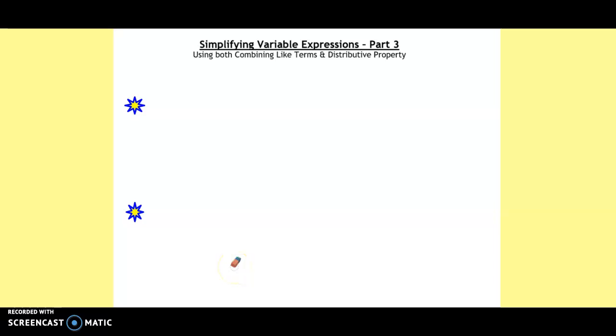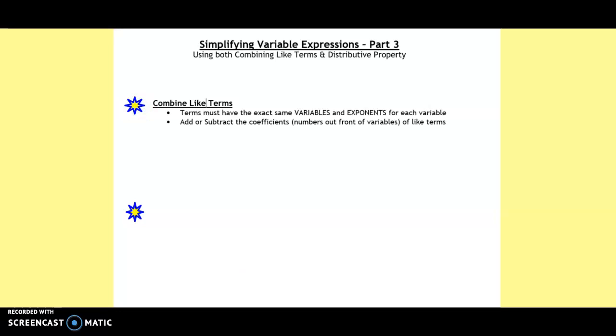All right, guys, today we're going to be looking at putting the skills together that we've been looking at over the past week of combining like terms and distributive property. So there are going to be variable expressions that you'll come across that when you're asked to simplify, you need both of these skills. So to quickly review, the first skill that we reviewed was combining like terms.